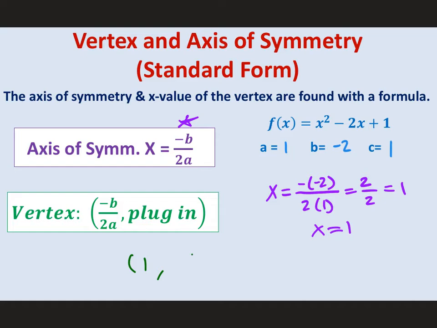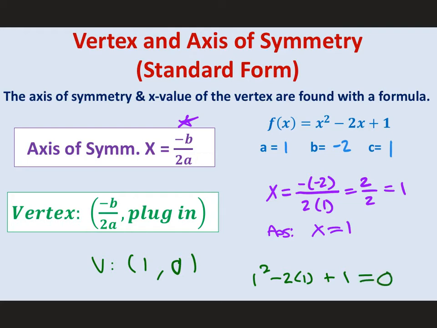To get our y value of our vertex, we're going to plug in that x value. So we'll go ahead and plug in that x value. We'll say 1 squared minus 2 times 1 plus 1. 1 squared is 1. Negative 2 times 1 is negative 2. That's negative 1 plus 1 is 0. So our vertex is 1 comma 0.